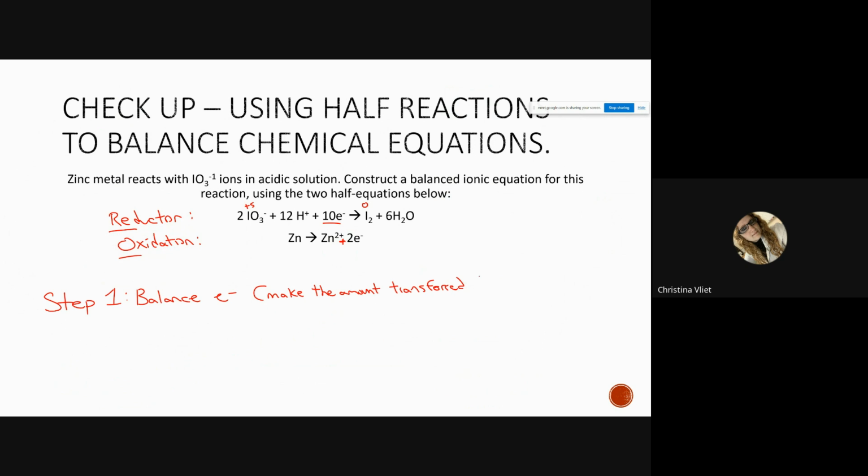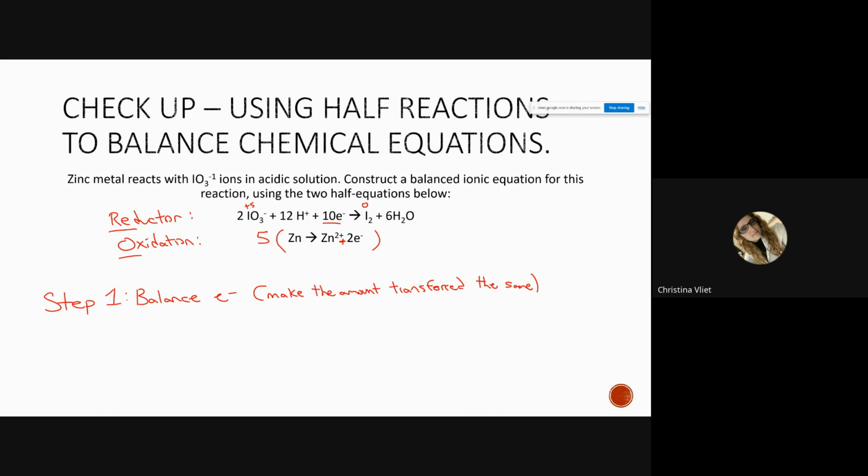So make the amount transferred the same, which means find the lowest common multiple. Just find the first number that 2 and 10 go into, which is 10. So we would need to multiply the bottom equation by 5 to match the amount of electrons. So that's what we do. Step 1, balance the electrons.